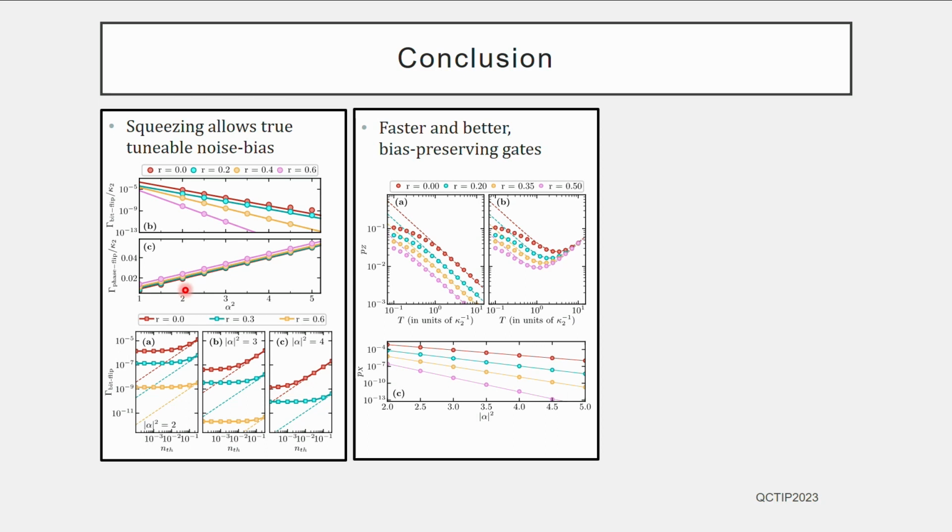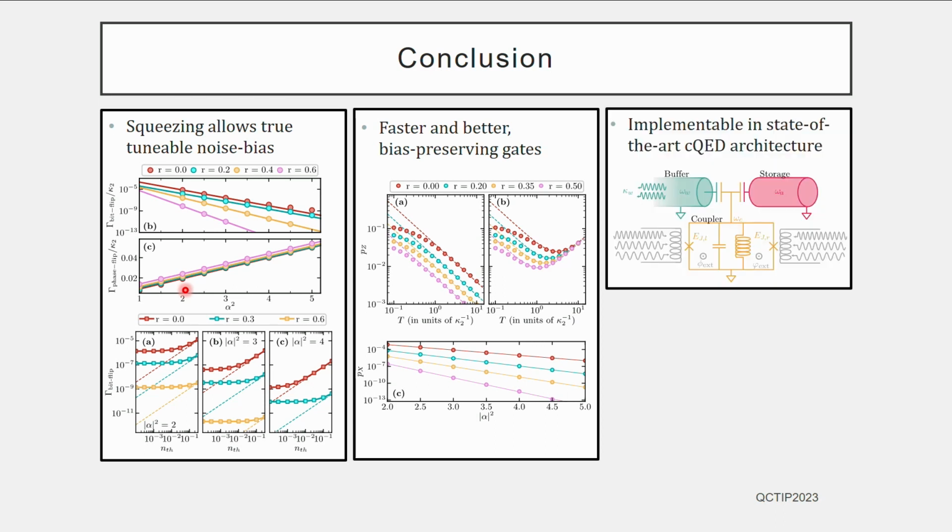We have shown that we can use the squeezed cat qubit to form faster and better bias-preserving gates. I've shown here the example of the bias-preserving Z gate, and we can do it really, really quickly in circuit QED. We just have to add a few drives, and experimentalists might not agree with this, but it's just a few drives to stabilize the squeezed cat qubit.